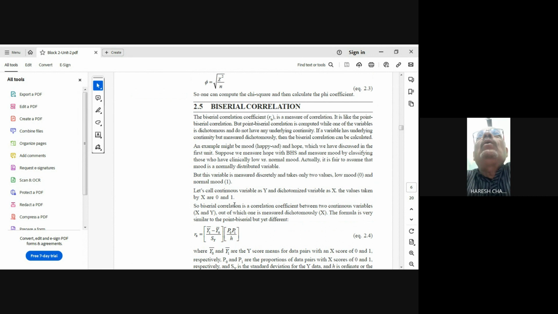One, biserial correlation is, as I have told you, when out of the two variables, one is in continuous scale and the other one is discrete or dichotomous scale, we go for point biserial. But if both are in discrete scale or dichotomous scale, then you have to go for biserial correlation.